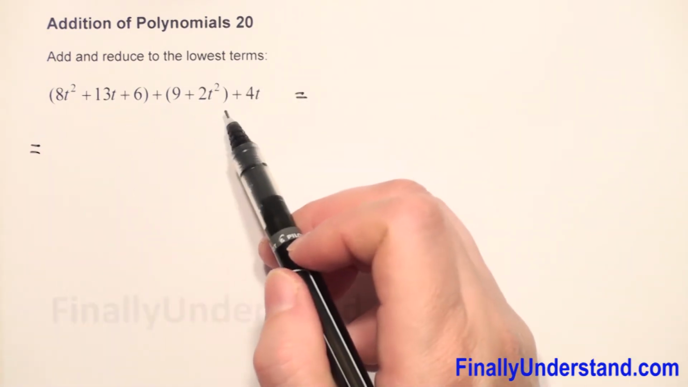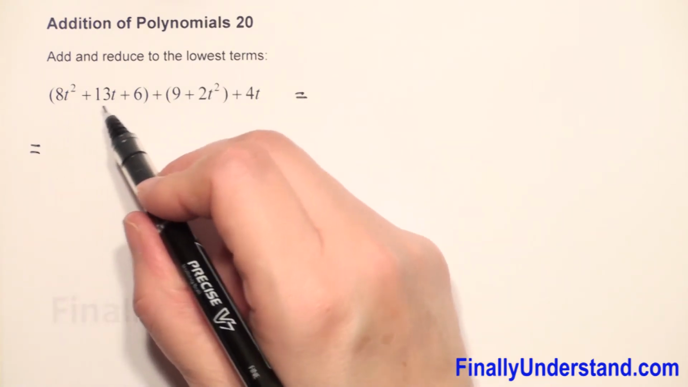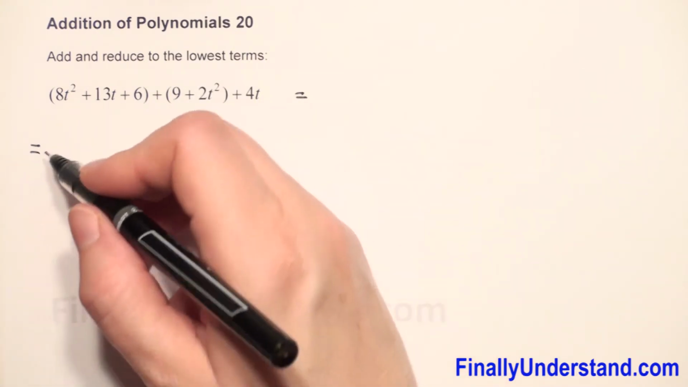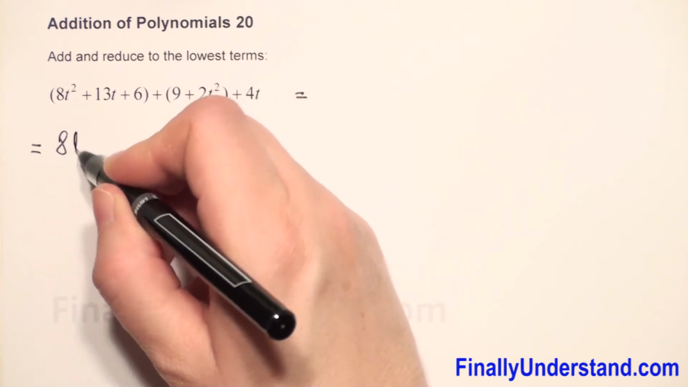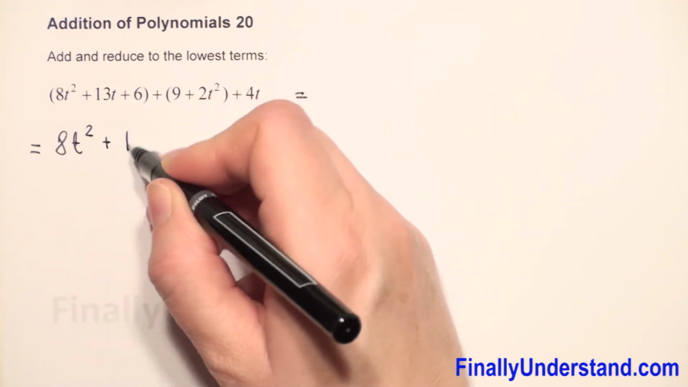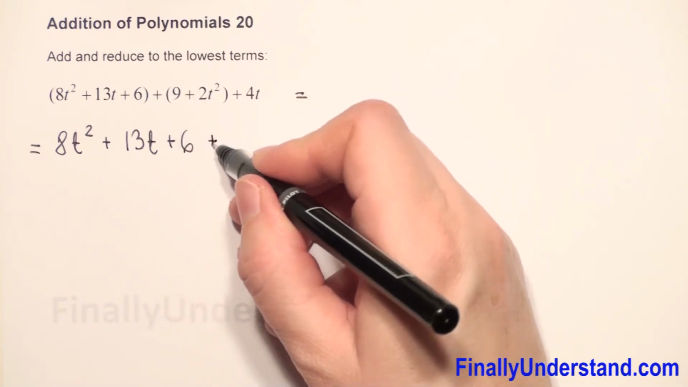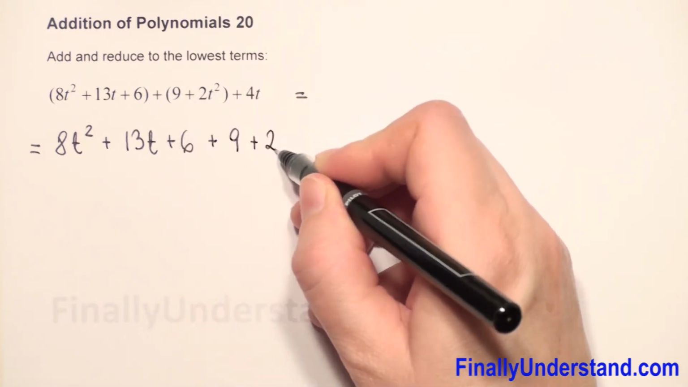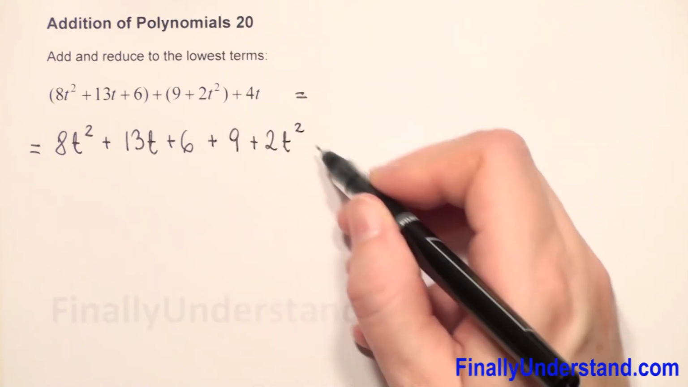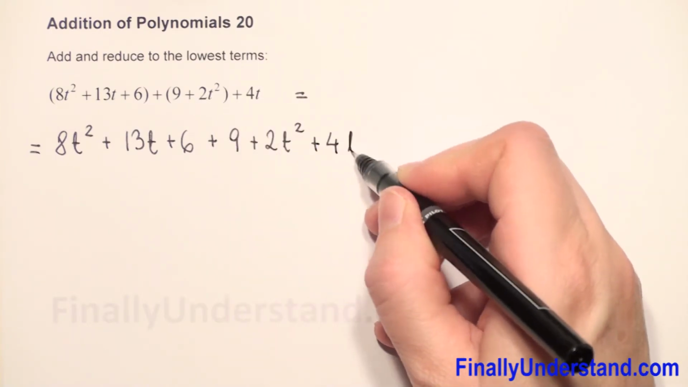Before the parentheses we have positive signs, so we just copy everything we have in the parentheses. So we have 8t squared plus 13t plus 6. Next we have plus 9 plus 2t squared, and we have plus 4t.